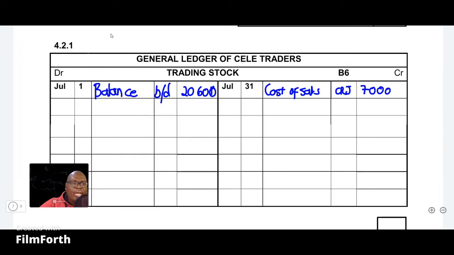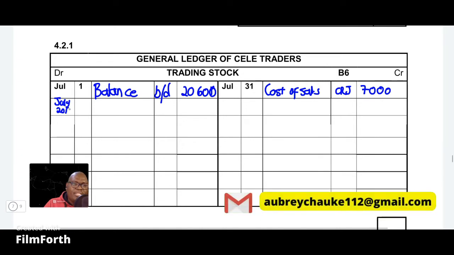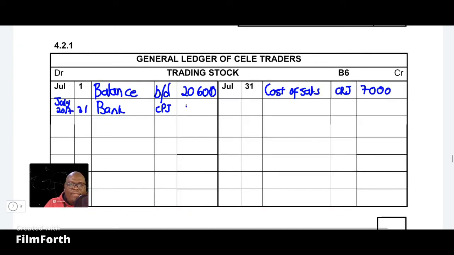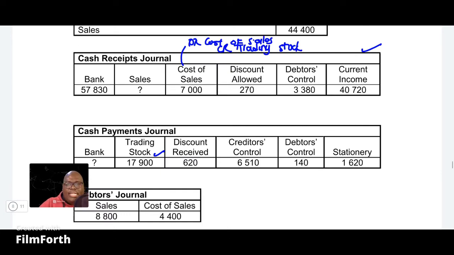So you're gonna come on the debit side, and remember here it's going to be July 31, 2017, and then you would have bank, because remember we are buying stock on cash. So this will be from the cash payment journal, and the amount that we are given here is 17,900. So we're going to have 17,900 here.